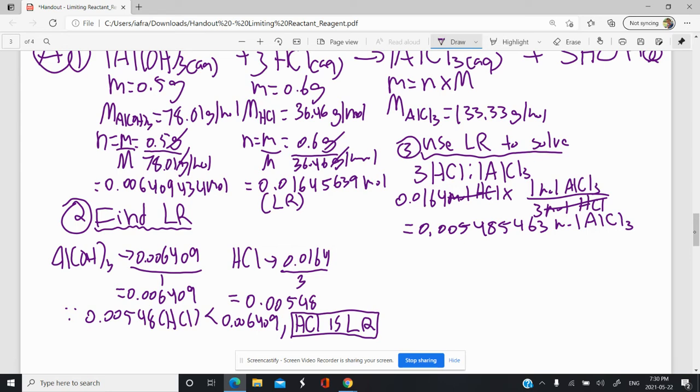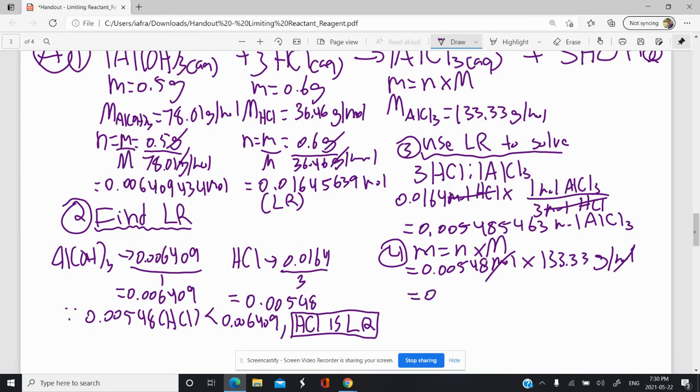And now we can simply find the mass, because mass is equal to moles times molar mass, which is going to be equal to 0.00548. All numbers are still in my calculator. Moles times the molar mass, which is 133.33 grams per mole. Cancel out the moles and we get grams. So times 133.33, and we get 0.731376826 grams, which is approximately how many sig figs?